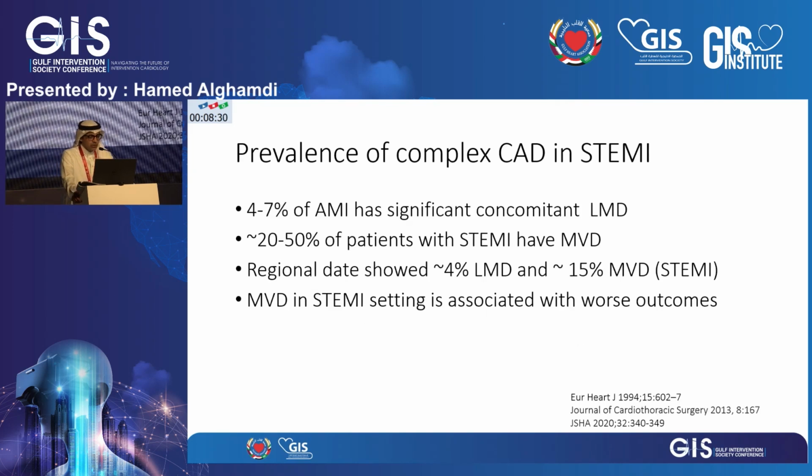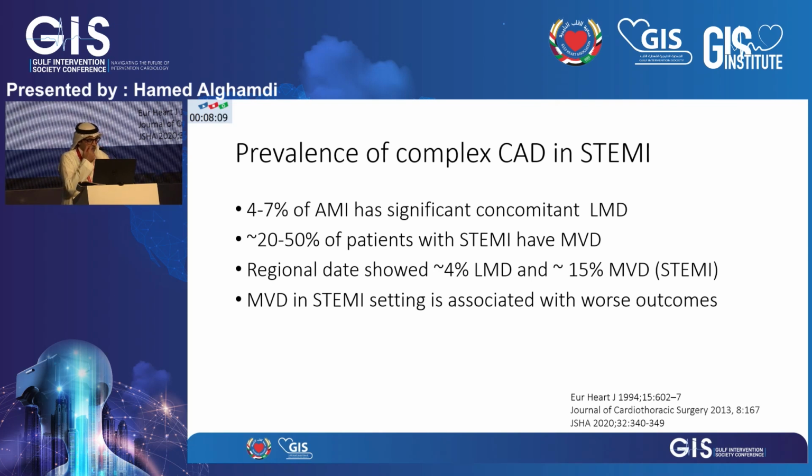What's the prevalence of complex CAD in STEMI? Concomitant left main disease and acute MI is reported in different series at up to 7 to 8%. Multivessel disease can be seen in a quarter up to half of those patients in the STEMI setting.